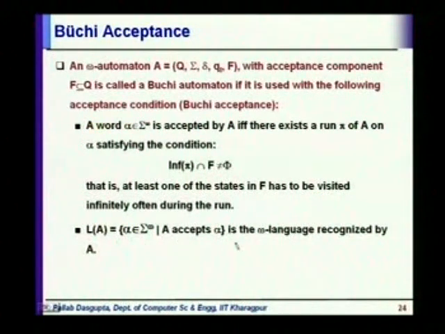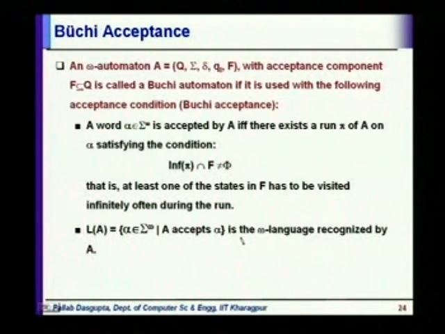Therefore, the language which is accepted by this automaton is L(A) equal to alpha belonging to sigma omega such that A accepts alpha. It is the omega language recognized by A.